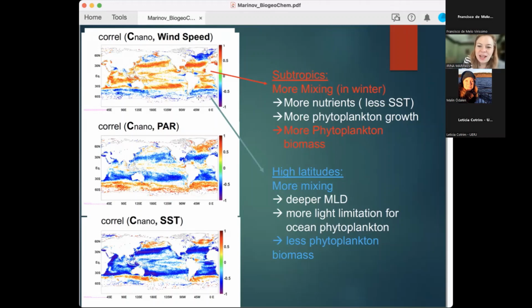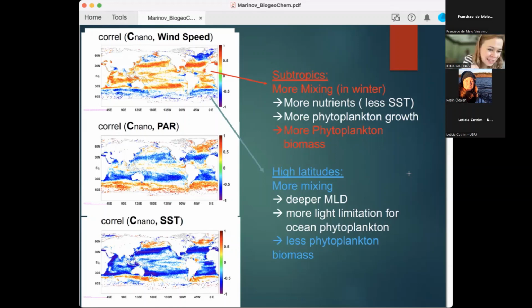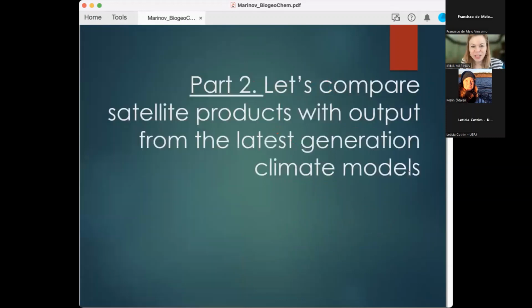And then the opposite happens in the higher latitudes, where more mixing results in a deeper mixed layer depth and more light limitation. And more light limitation means less phytoplankton growth and ultimately less phytoplankton biomass. So there are some very interesting dynamics that confirm our first order intuition, and I'm working now to understand differences between the phytoplankton biomass and the POC biomass, and whether that can tell us something about the seasonal dynamics of the detrital matter, which nobody knows anything about.